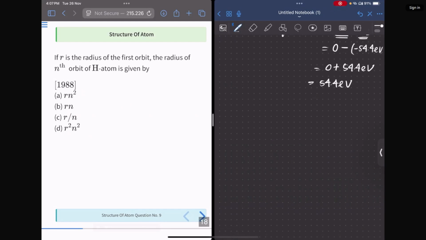If r is the radius of the first orbit, the radius of the nth orbit of hydrogen atom is given by.